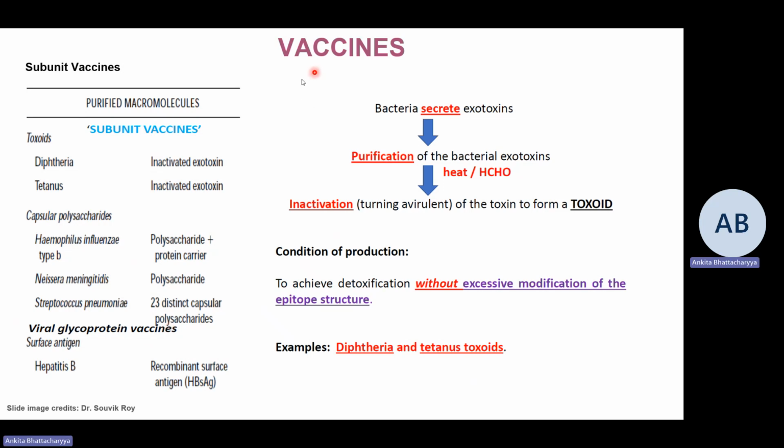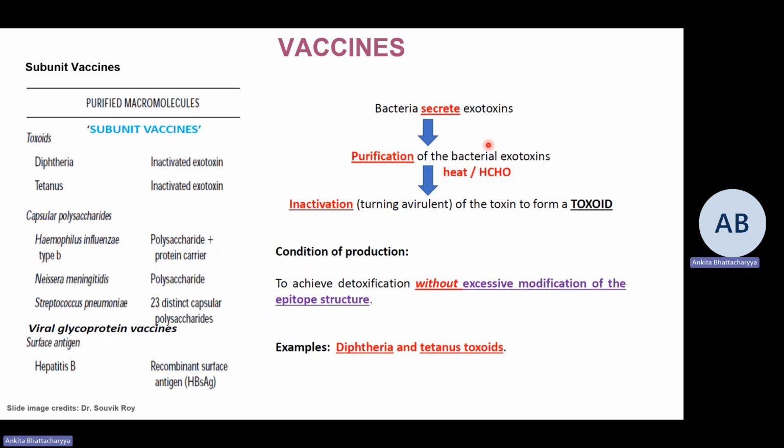This is a flow chart which shows you the way in which these toxoid vaccines can work. You have bacteria which are secreting exotoxins. You can purify these bacterial exotoxins, and then use some sort of agent to inactivate them. Majorly it is by heat or by use of chemical reagents like formaldehyde, which turns them into an inactive or avirulent form of the toxin, to form a toxoid.